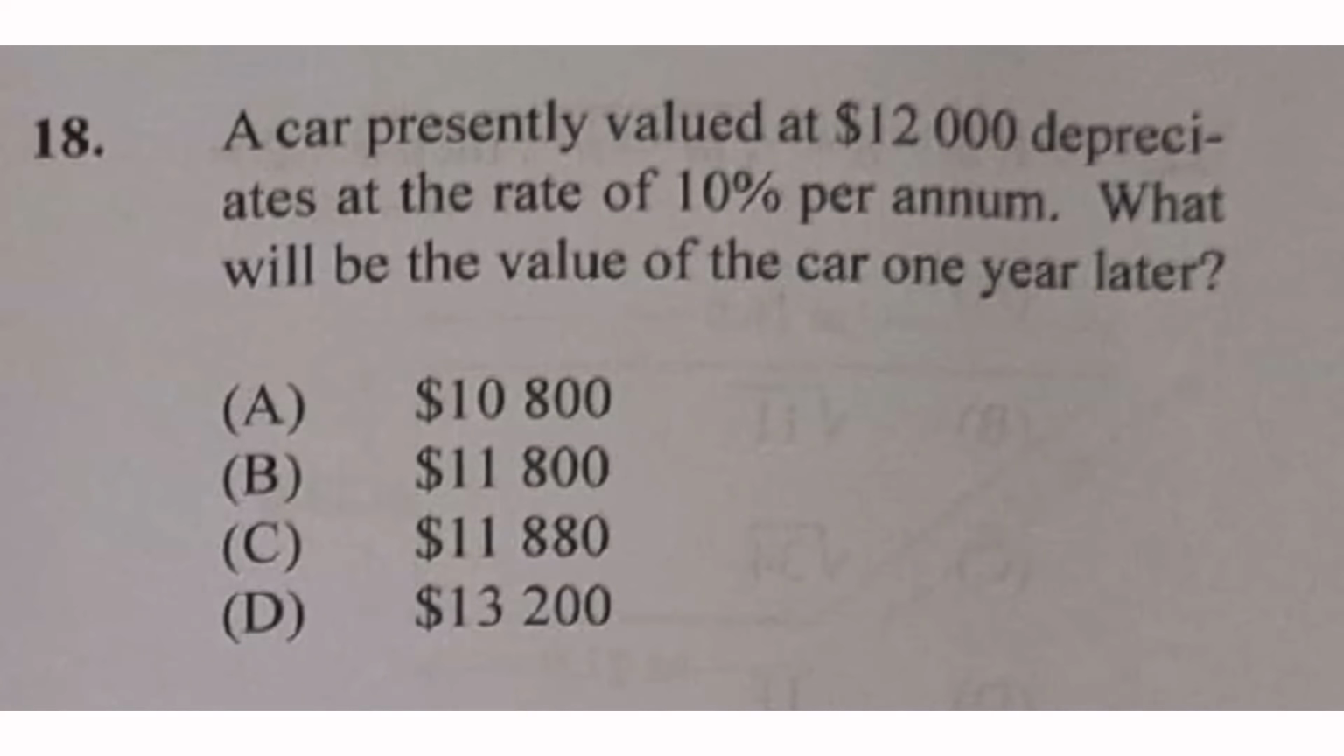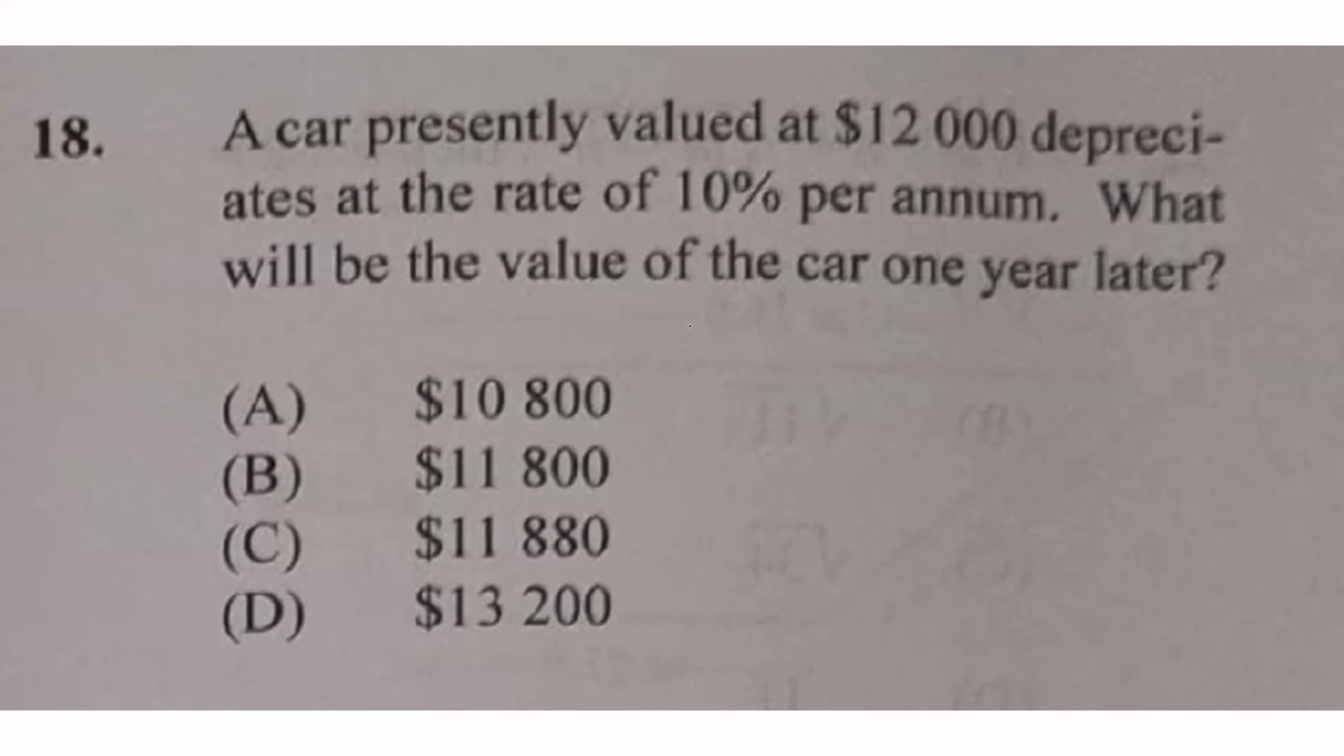Question 18. A car presently valued at $12,000 depreciates at the rate of 10% per annum. What will be the value of the car 1 year later? Alright, the 1 year later is just finding percentage decrease. So you could just easily find 10% of 12,000 and then whatever you get, you subtract it from 12,000.